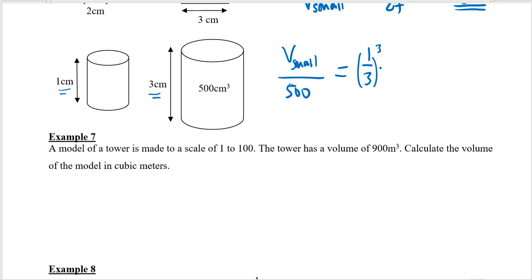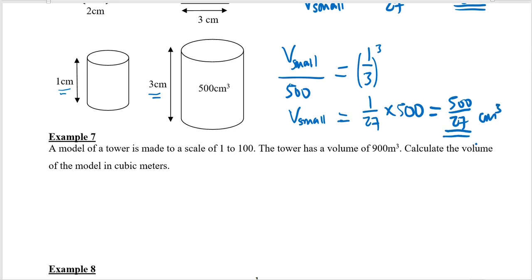If I multiply both sides by 500, I can get the small volume to be 1 over 27, expanding the bracket, multiplied by 500. Therefore, the answer is 500 over 27 cm cubed. You can simply leave it as a fraction because it is an exact answer.